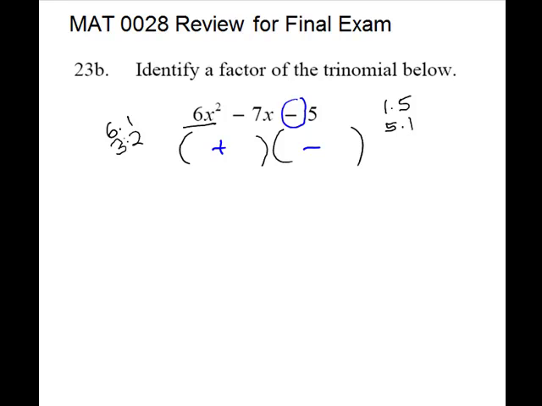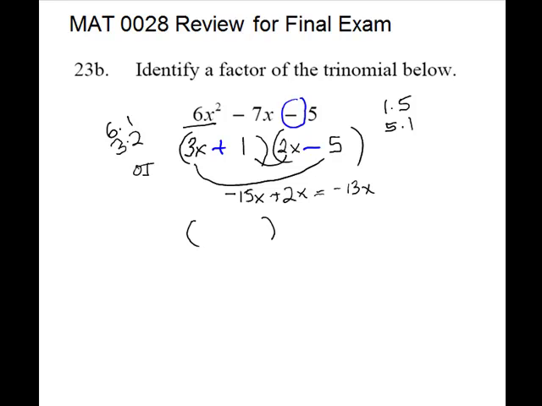I'm going to start with the 3 and 2. So those go in the first positions, and we're splitting the x. And we'll try a 1 and 5. So we're going to check 2 pieces of the FOIL for our check, outside and inside. So we're multiplying. We have minus 15x on the outside, plus 2x gives a minus 13x. That did not work. I'm trying to get to 7. So I will go on to the next choice.